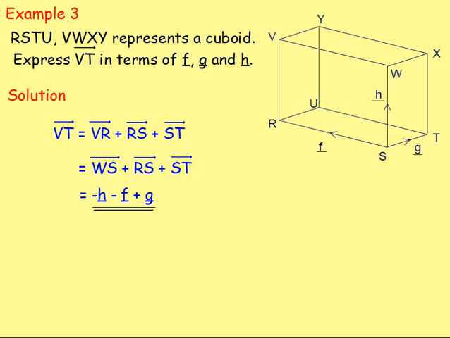Express VT in terms of F, G, and H. So we can see that F is going from S to R. From S to W, it is H. And from S to T, that is vector G.